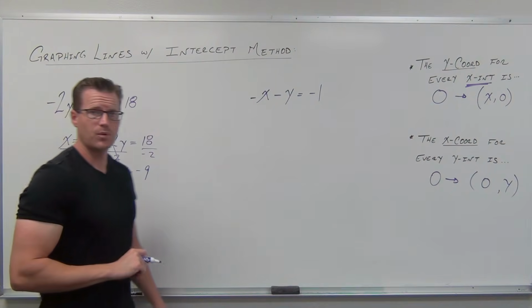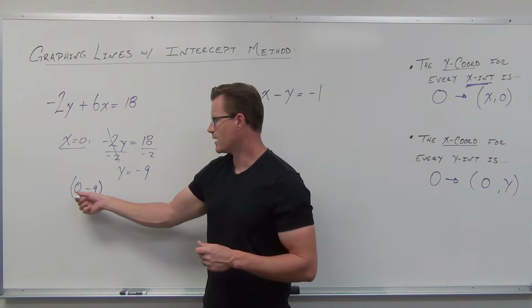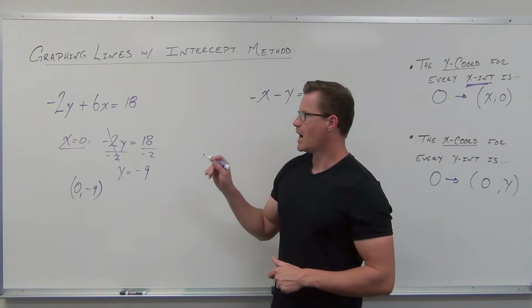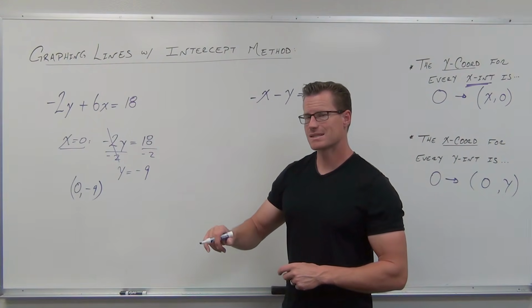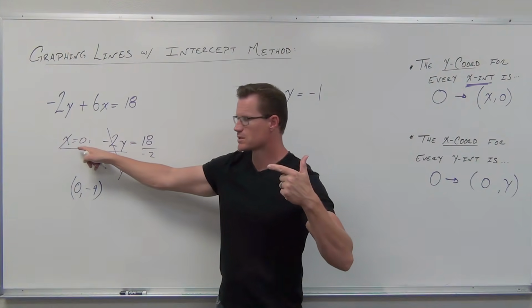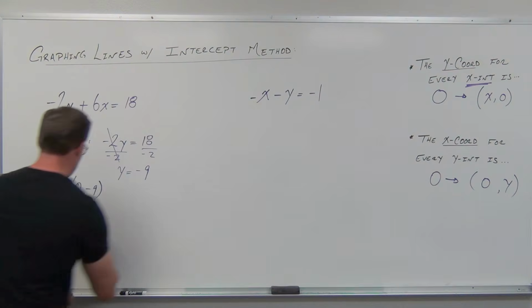And I write out my point just to be very clear. So I want to make sure that I know I have a y-intercept here. Now that I found my y-intercept, I'm going to find my x-intercept. X-intercepts are found by setting y equals 0. So I'm thinking in my head, okay, I let x equals 0, that's for y. I let y equals 0, that's for x.